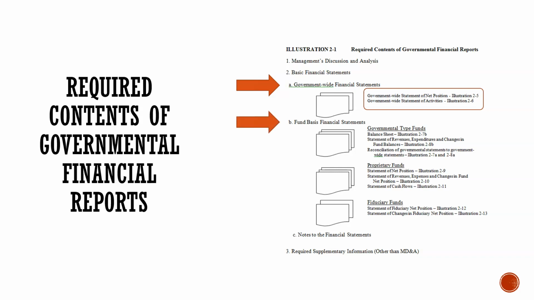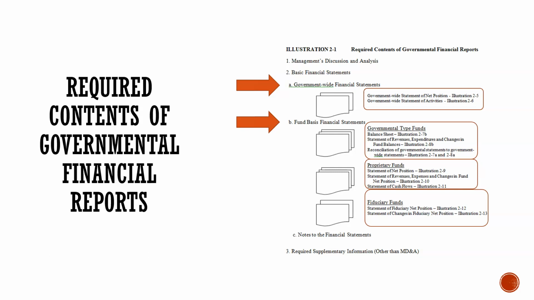And then we also have our fund basis financial statements, right? These are going to be different for each of those fund type categories. Remember, governmental, proprietary, fiduciary, and each of them, as you can see listed here, have the different financial statements that go into them.